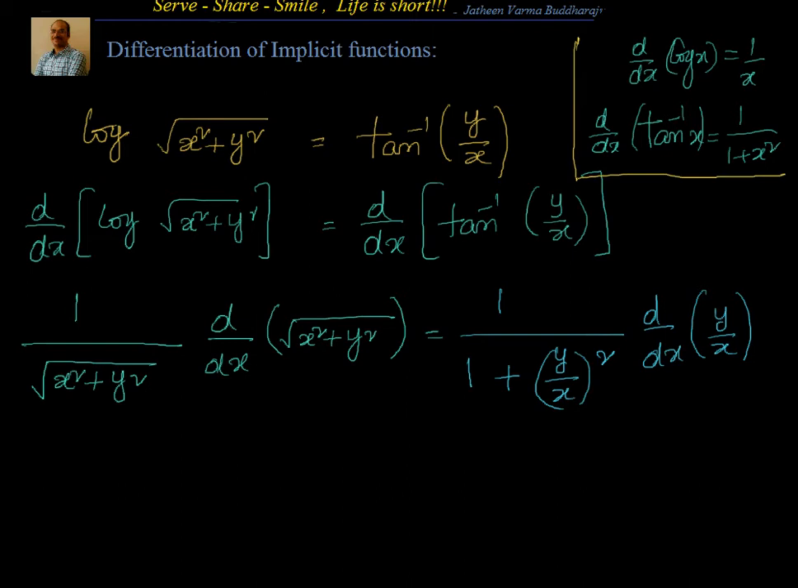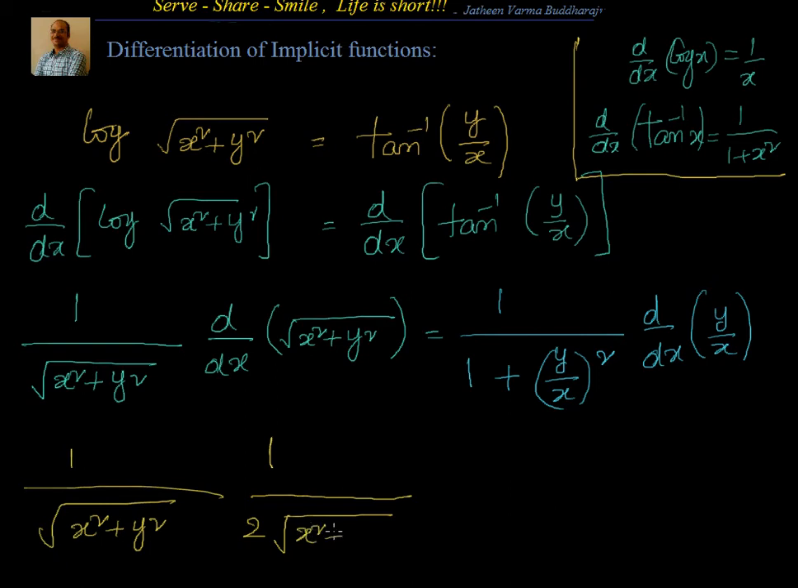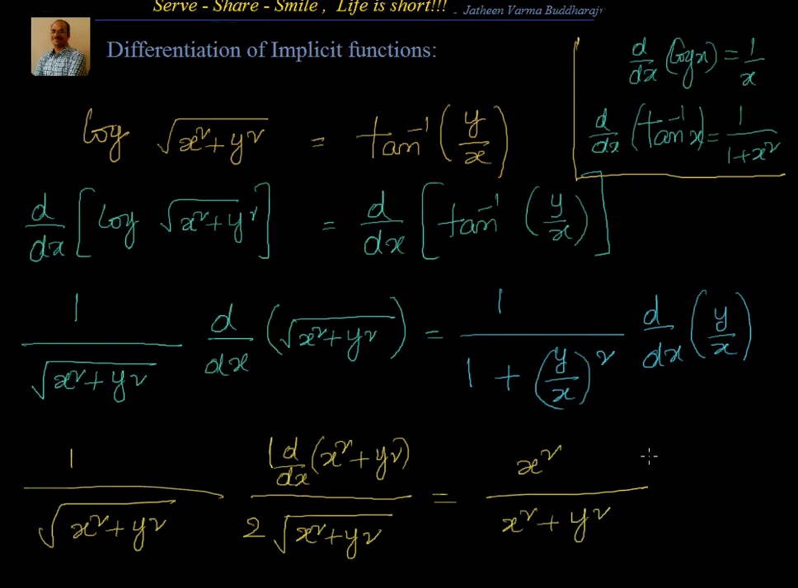Let's write the next step. The next step will be 1 by root of x square plus y square, and after that we have d by dx of root x. Root x derivative is 1 by 2 root x. That's nothing but 1 by 2 root x square plus y square, and I will have here d by dx of x square plus y square. And if I simplify here, I will have x square by x square plus y square.